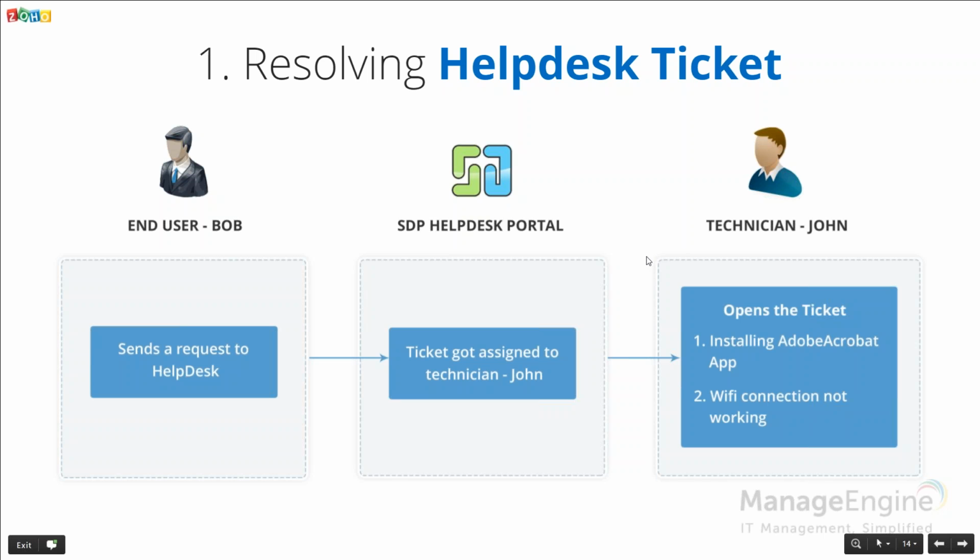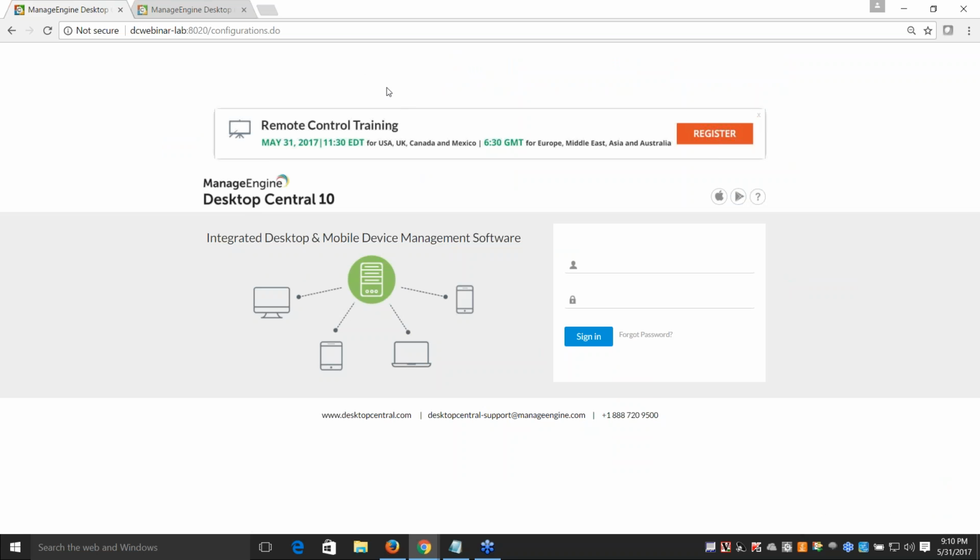And the technician John logs into service desk and opens the ticket, and he finds that there are two different tasks which he needs to perform to help resolve this ticket. The first task is to install the Adobe Acrobat application, and second is to troubleshoot the Wi-Fi connectivity issue. So these are two different tasks which you need to perform. Now how can he leverage Desktop Central to perform these tasks? To show that, I will take you to the product live in my network. I have a setup running. For better understanding, I'm going to log in to this product as technician John.